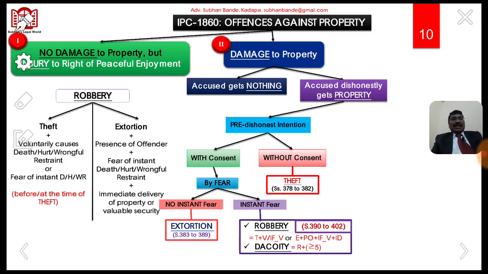Simply, robbery means a theft plus violence of death, hurt or wrongful restraint, or fear of instant death, hurt or wrongful restraint. This fear related to death, hurt or wrongful restraint should be used by the accused just before committing the theft or at the time of committing the theft. These are the ingredients. Whenever these ingredients are fulfilled, then the theft becomes robbery.